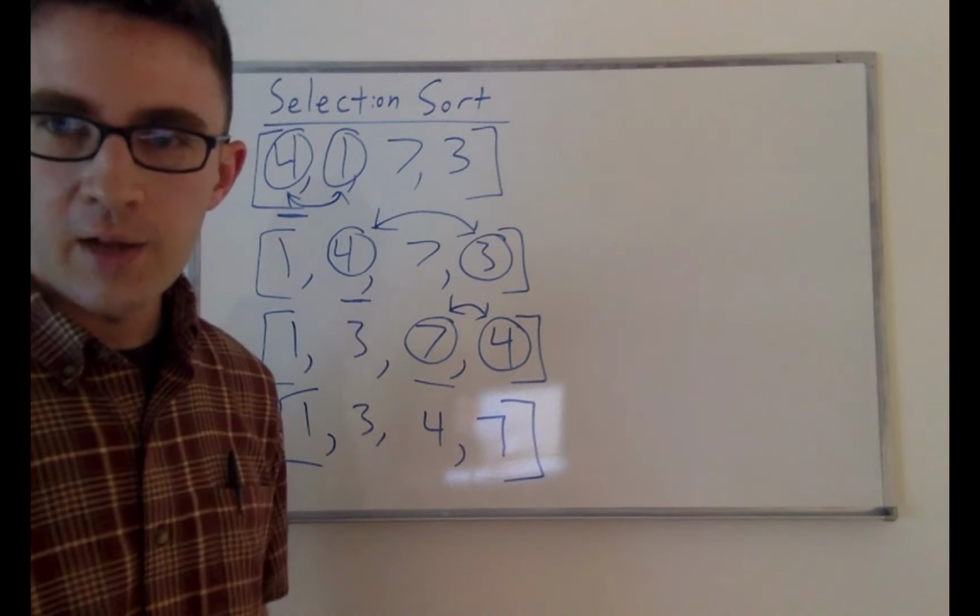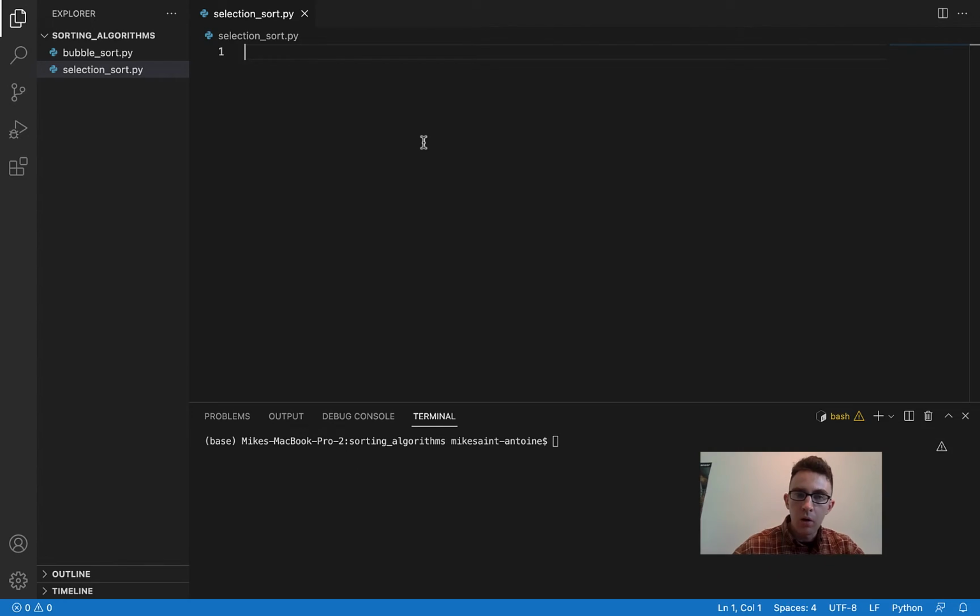But yeah, so this is how the selection sort works. So next I'll show you guys the Python code for it. Okay guys, so the first thing we're going to do here is just define the same test array we were using on the whiteboard. So I'm just going to make this test array, let's see, 4, 1, 3, 7.